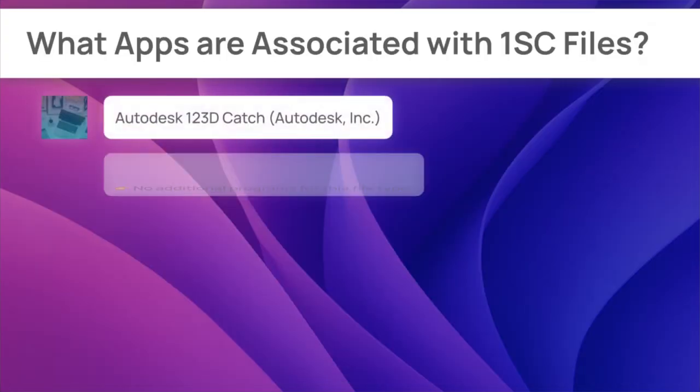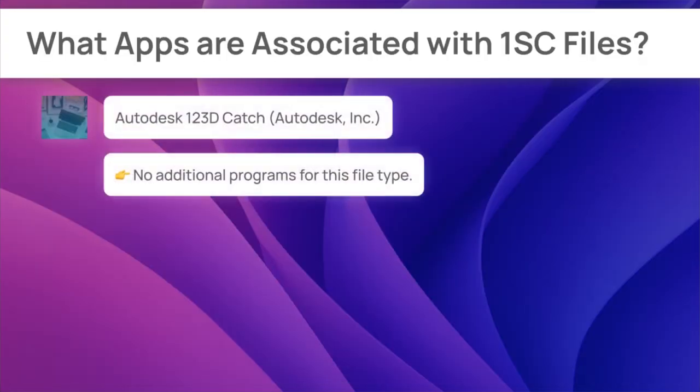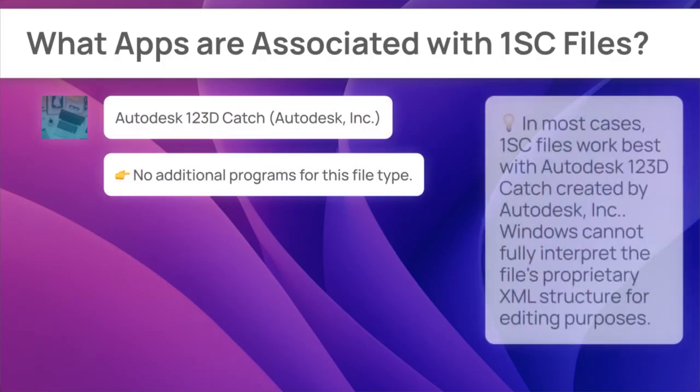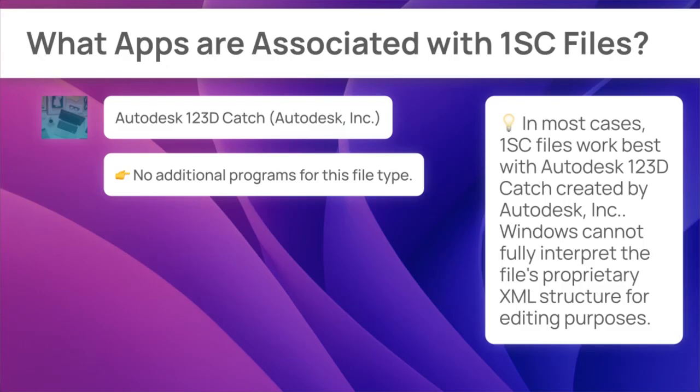Most installations default to associating Autodesk 123D Catch from Autodesk Inc. with 1.sc. Windows cannot fully interpret the file's proprietary XML structure for editing purposes. Windows can show only the basics, so full technical review relies on proper 3D visualization apps.